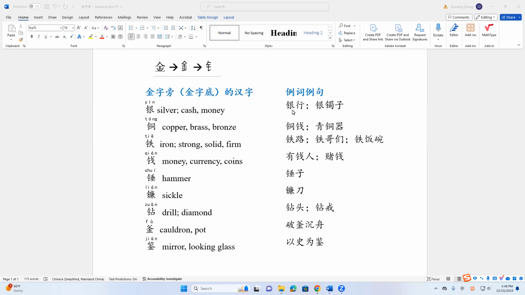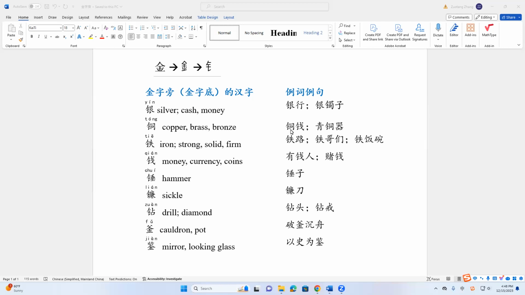银, for example, 银行. 银 means money or silver. 行 means business. So money business, or business that deals with money. That's 银行, bank. 银镯子. 镯子 means bracelet. So 银镯子 is a silver bracelet.